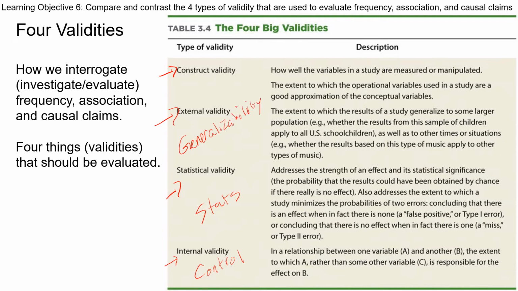Now we're going to look at each of these individually, but that's the main things. We're talking about the generalizability, the strength of stats, and control.